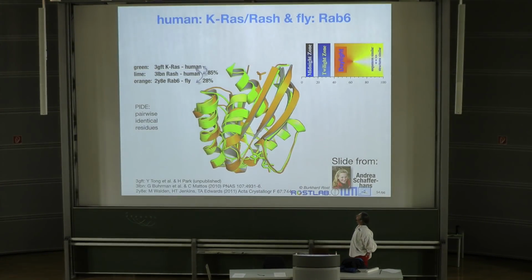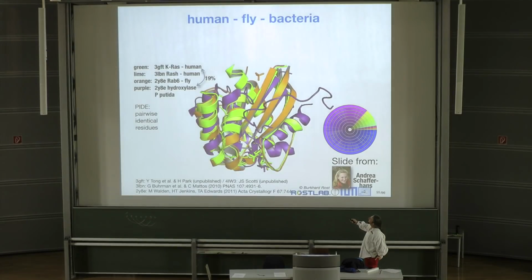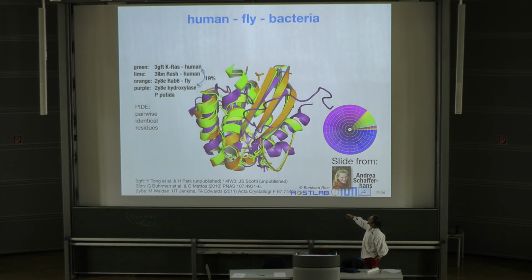We can even go on further here. In this particular case, we go down to the bacterial world, the purple protein that now has only 19% sequence identity, so 81% of the residues are different, and it still looks rather similar. The wheel here is for that particular protein family. You see that most of these proteins are bacterial.